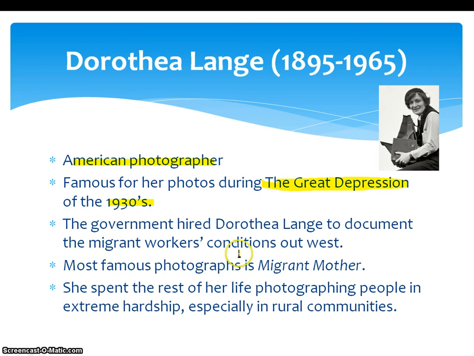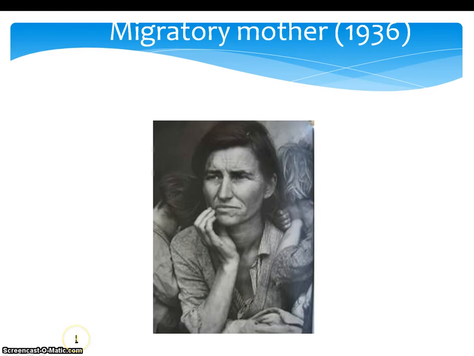Her most famous picture is the Migrant Mother, which I will show you a picture of. She was very successful in California and charged a lot of money for her work. And then when she got hired by the government, she really wanted to showcase the everyday people and their plights, their extreme hardships and what life was really like for them. Migrant Mother, 1936. Her most famous photograph.